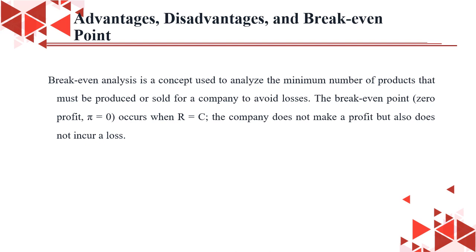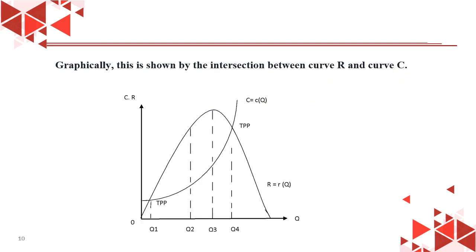Okay, so now let's go to the break-even point. Break-even analysis is a concept used to analyze the minimum number of products that must be produced or sold for a company to avoid losses. The break-even point, or zero profit, occurs when revenue equals cost. The company does not make a profit but also doesn't incur a loss. Graphically, this is shown by the intersection between curve R and curve C. Remember that the curve R is always downward concave. This one is R, and this one is the total cost.